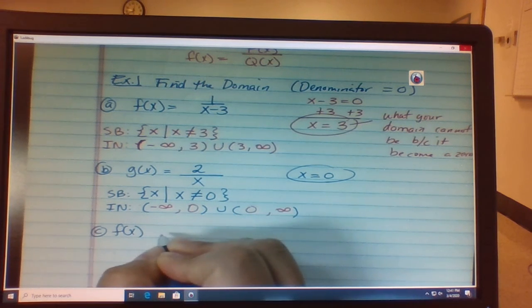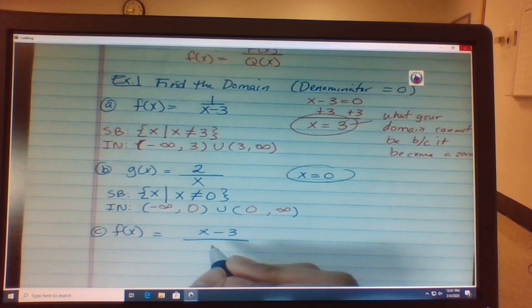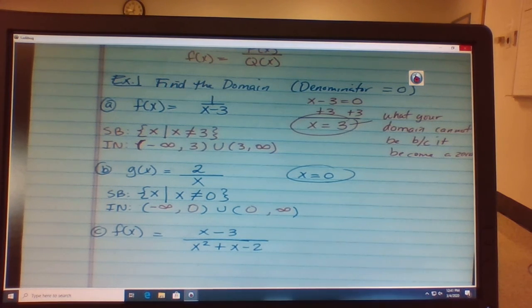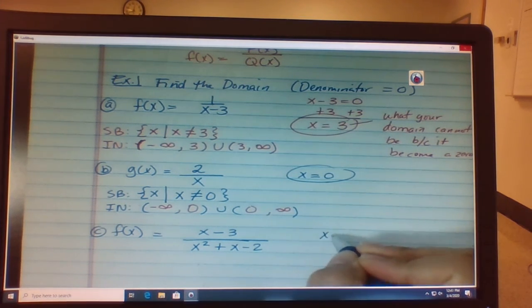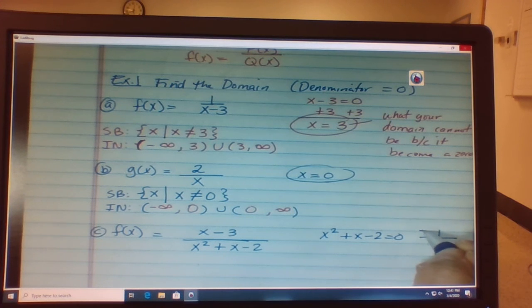F of x equals x minus 3 over x squared plus x minus 2. So in this one, what type of denominator do you get? A trinomial. So what are you supposed to do with it? Factor my trinomial. We said equal to 0, make a table. My last number is -2. My middle number is a 1.